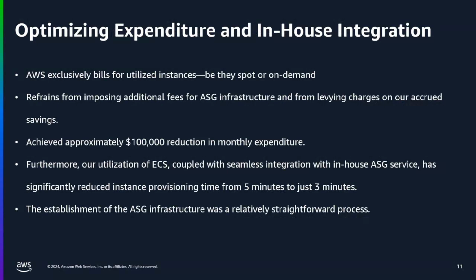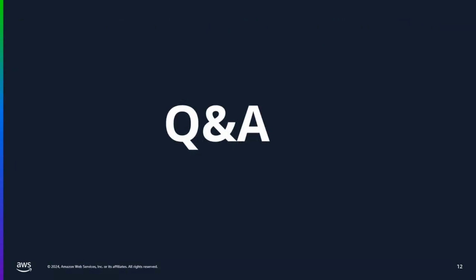The ECS coupled with seamless integrations significantly reduced provisioning times from 5 minutes to 3 minutes. That's because of reducing hop counts. And ASG was relatively simple to set up anyways. It's the ASG that we are using. So that did the trick.